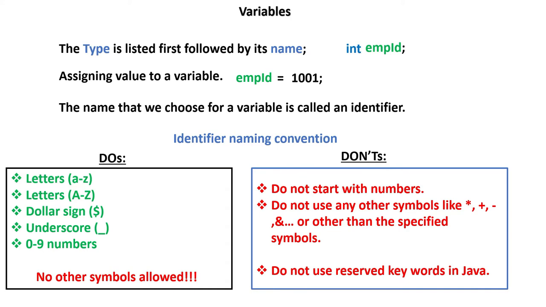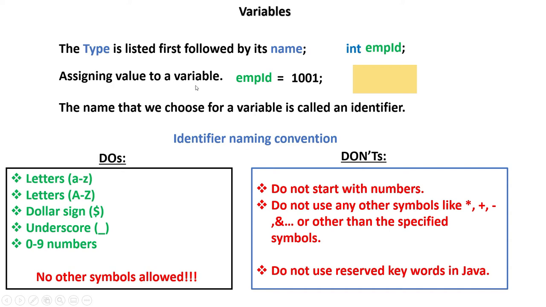Variables. Variables are places or containers in memory to store data, information, or value. To declare, the type is listed first, followed by its name. So int is the type, integer, empId is the name, and a semicolon. Here, we're creating a space in memory called empId that can store only integer values.